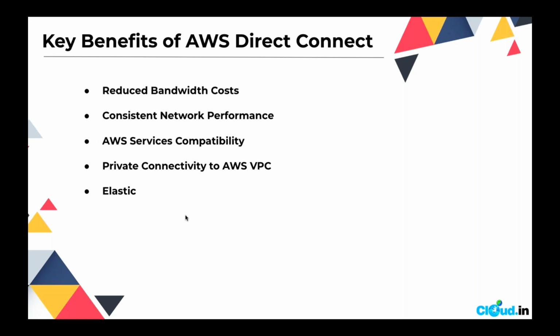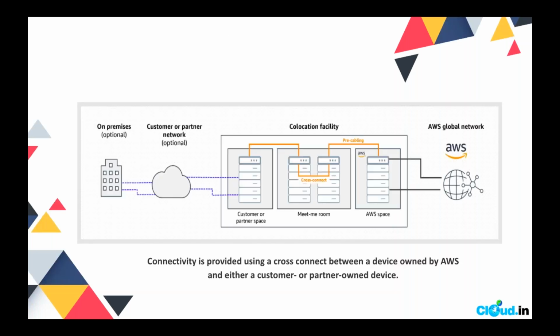Okay, now coming to elasticity. It has elasticity functionality where you can configure it across multiple AWS VPCs as well as in a single VPC. So this kind of elasticity is there with the AWS Direct Connect service.